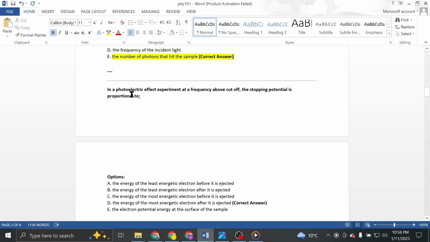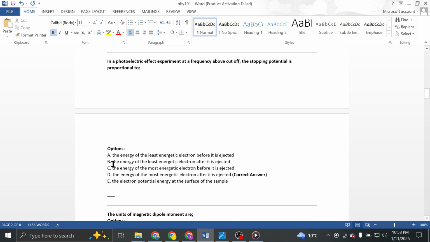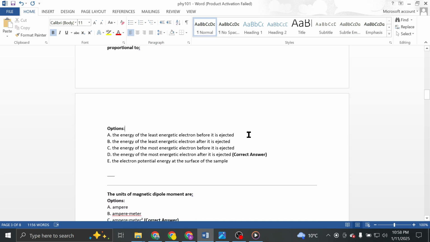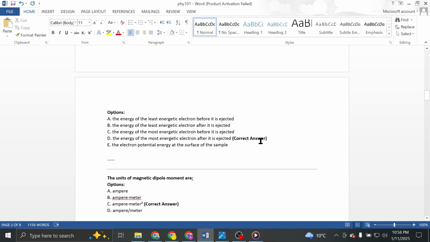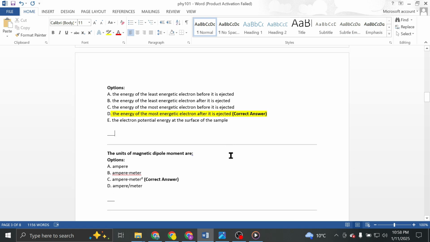In a photoelectric effect experiment at a frequency above cutoff, the stopping potential is proportional to. Options: A, the energy of the least energetic electron before it is ejected, B, the energy of the least energetic electron after it is ejected, C, the energy of the most energetic electron before it is ejected, D, the energy of the most energetic electron after it is ejected. Correct answer. E, the electron potential energy at the surface of the sample.